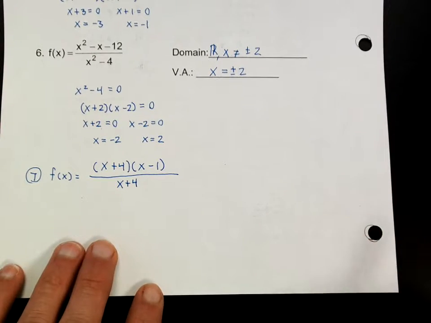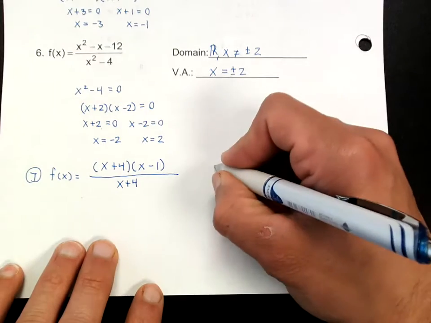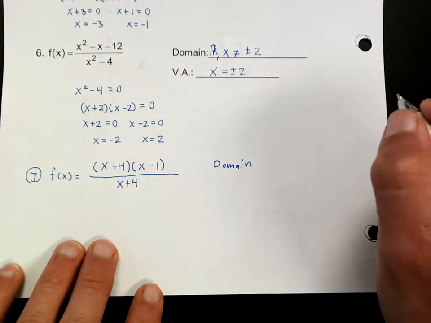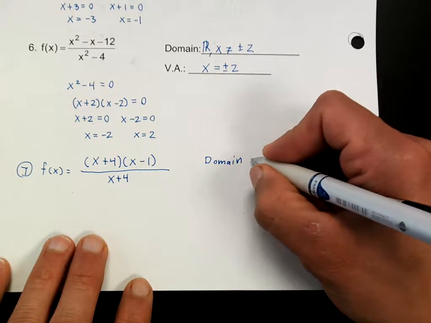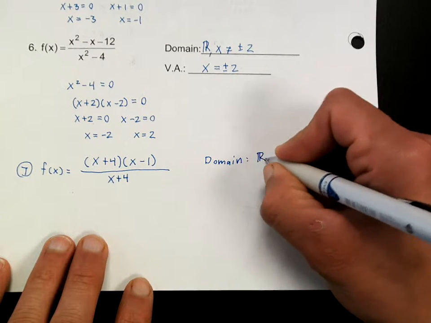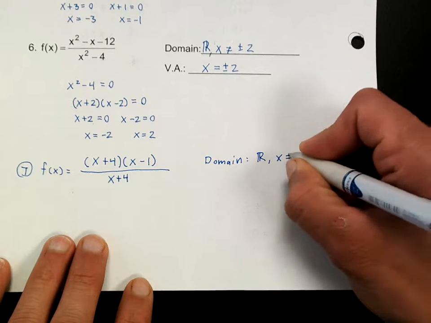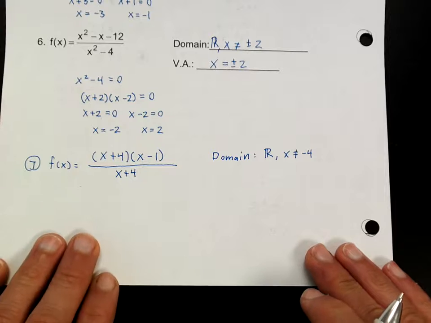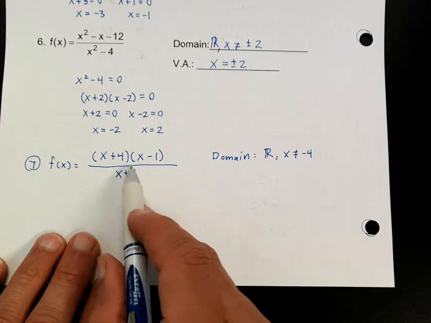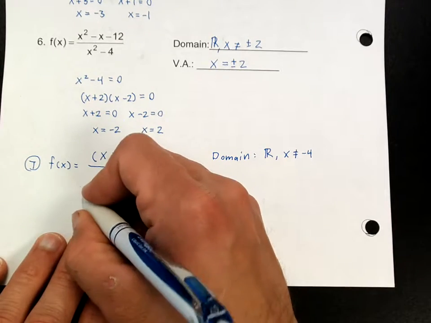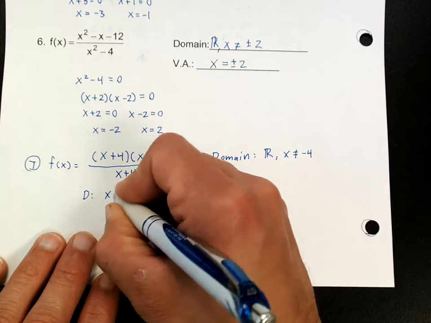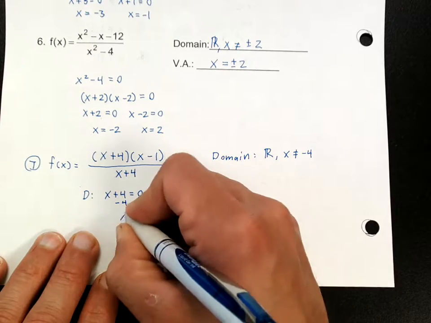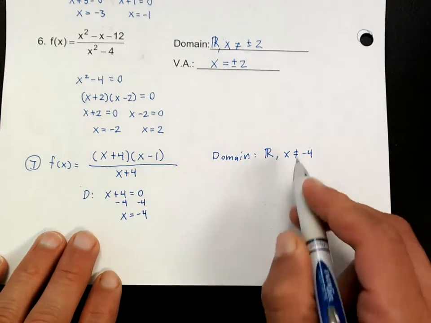Now my domain is going to be the same thing. My domain is going to be equal to all real numbers except x cannot be equal to -4, right? So that doesn't change. You see why that is, right? If I set this equal to 0, so my domain, x plus 4 is equal to 0. And if I subtract 4 from both sides, I get x is equal to -4, right? So that's why that can be.